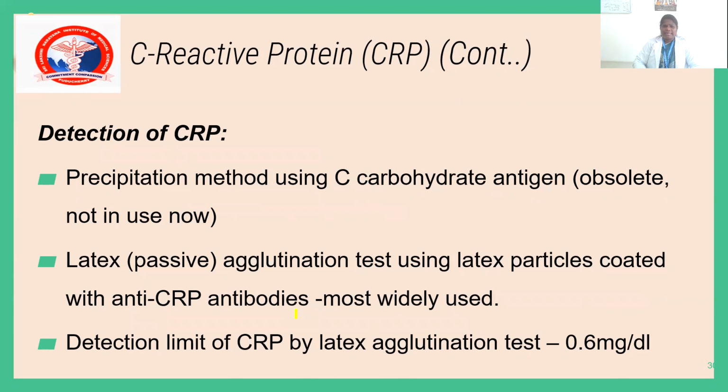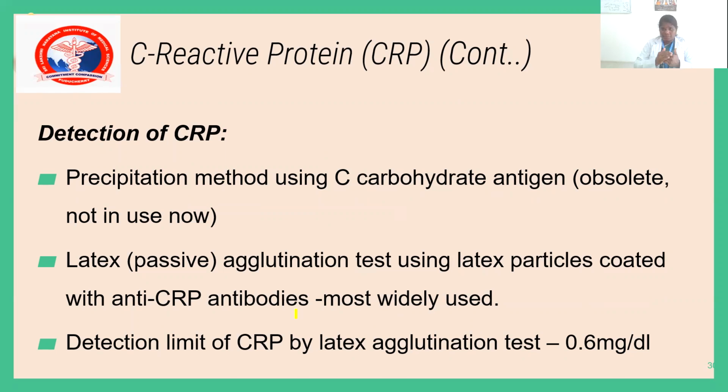Okay, how are we able to detect the CRP value? That is the precipitation method, which was done previously. Nowadays it is not done, because we have a latest method to detect the CRP value called latex agglutination.